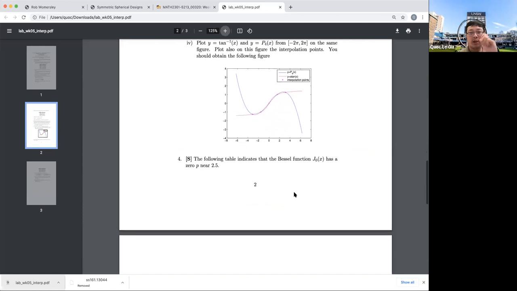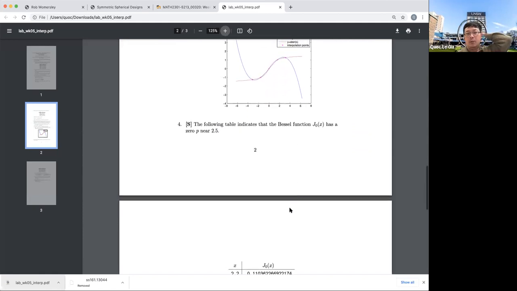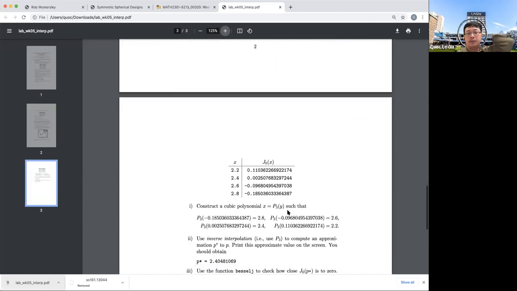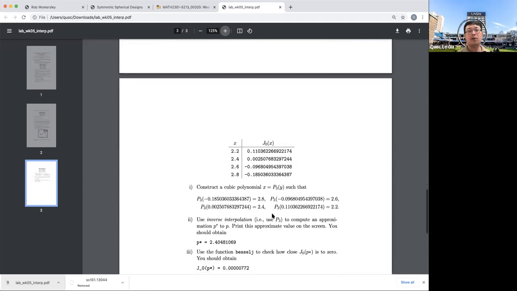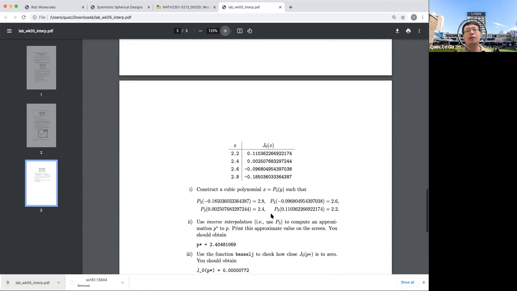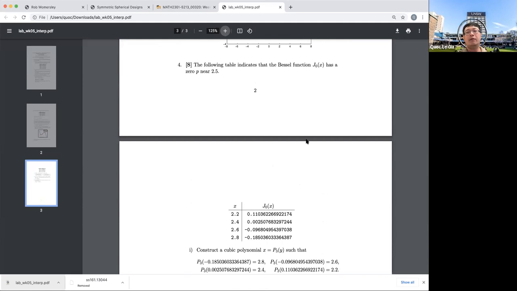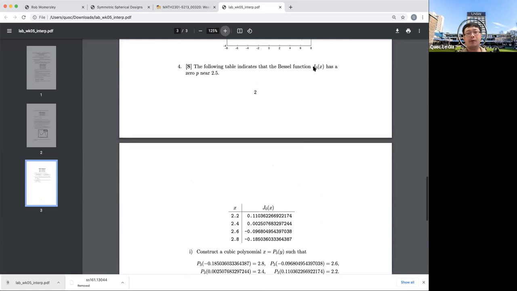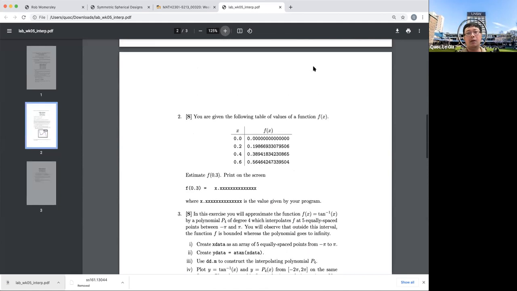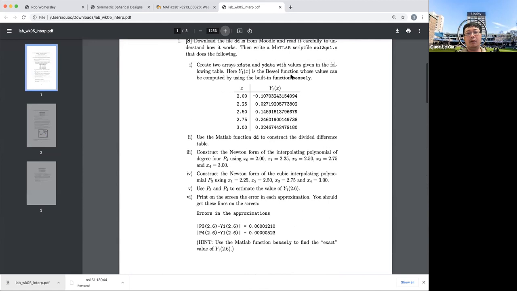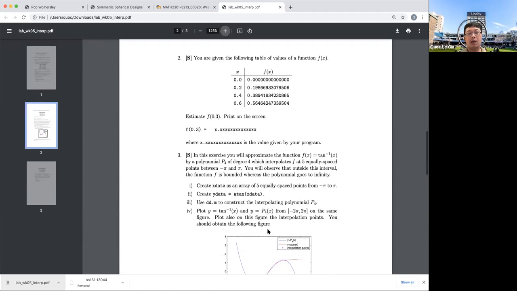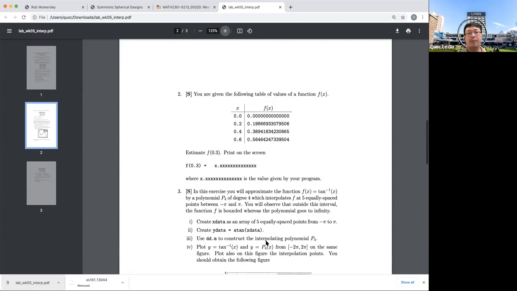Okay, so the next question is interesting. So it's inverse interpolation. So what does it mean? First, there's a new Bessel function. First is the Bessel function J. Before we had a Bessel function Y, and now we have a Bessel function J. So it's just another family of Bessel functions.